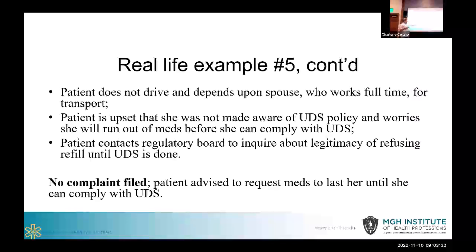So this complaint was triaged by the medical director at the board, and they gave her a call back and said, thank you for your feedback. It sounds like you need to have your urine drug screen before you get your opioid refilled, and have a nice day. And nothing was done. So that's a good example of how we do have colleagues in our regulatory boards who are going to be holding up good practice.